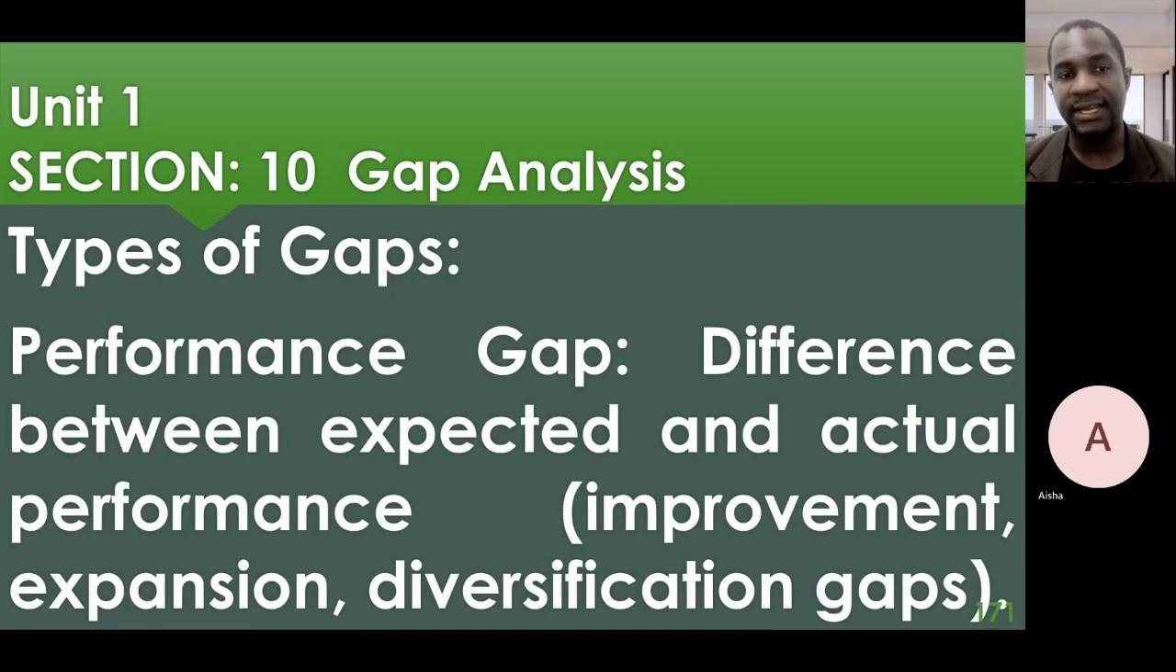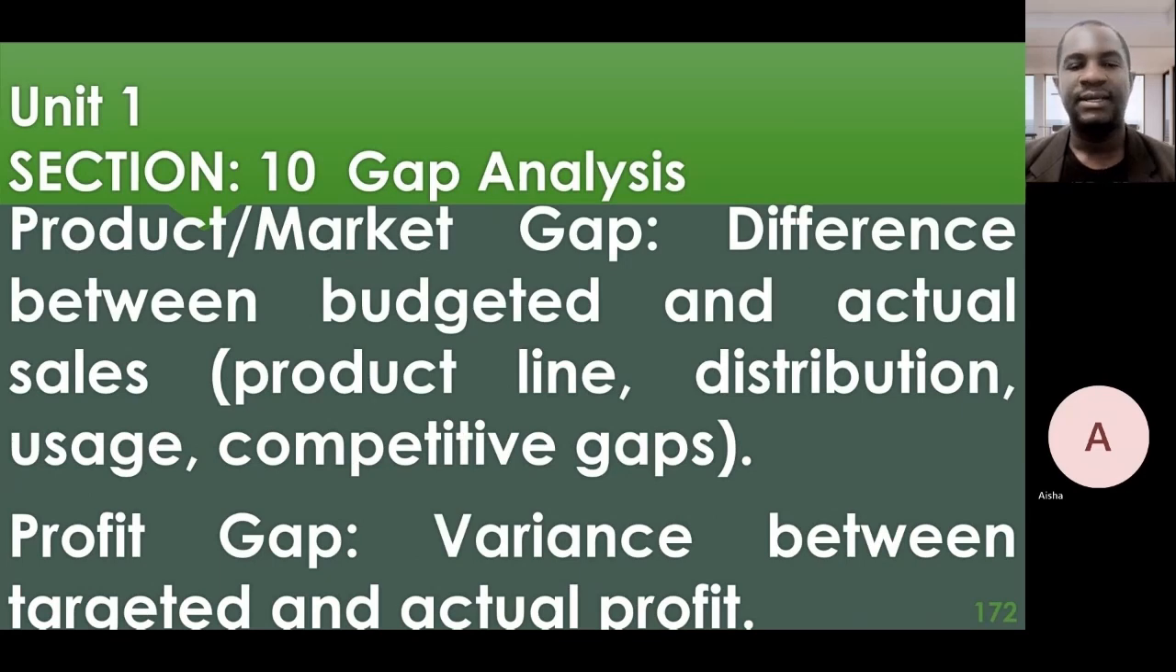And the next type of gap is the product or market gap. The difference between your budgeted and actual, like we've been speaking to sales. So you have product line, distribution, usage, and competitive gaps. You have a sales target, like I said, your revenue target, and the difference between what you budgeted and what you actually achieved based on the product line, distribution, usage. You sit down and bridge the gap. And if you've exceeded the target, you need to enhance it in performance. So looking at the product and market gap can help you improve. The aim of the gap analysis is to drive improvement.